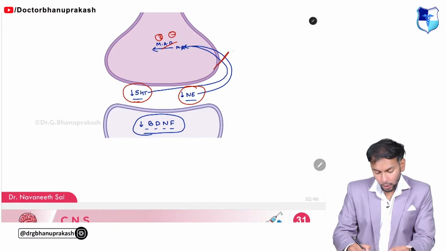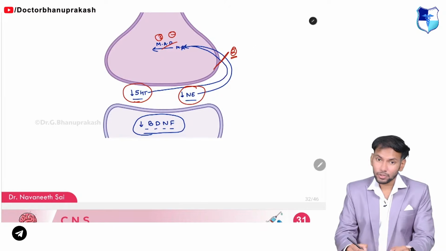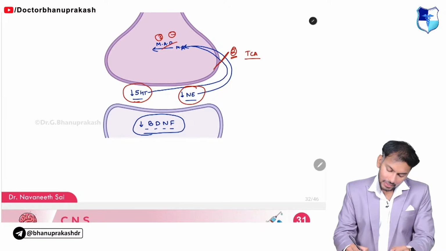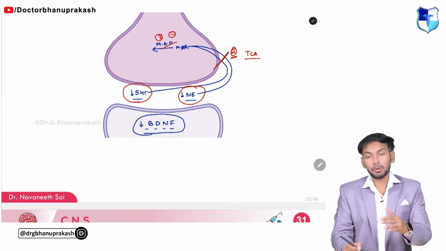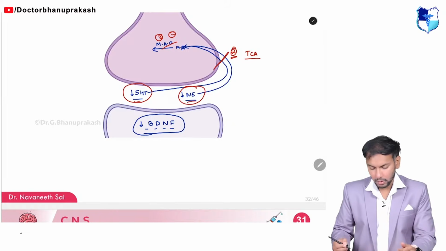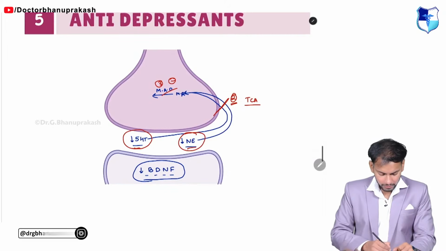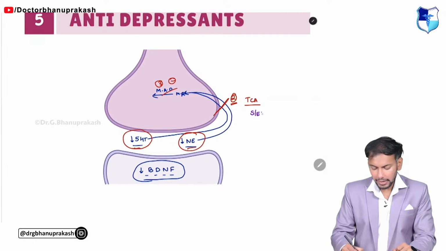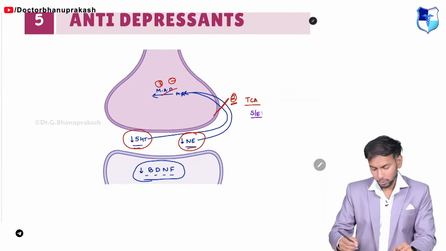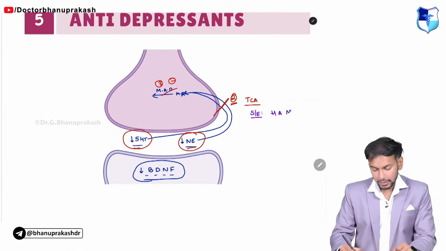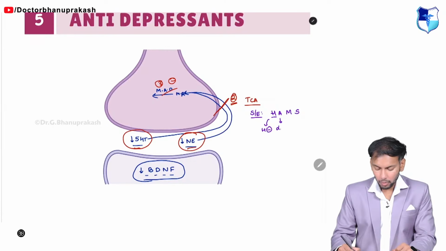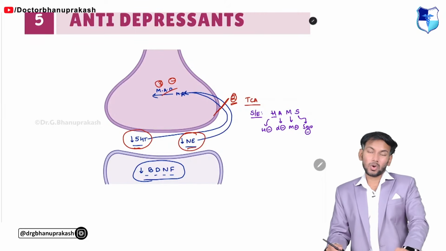Now, if you block this reuptake, that is the second class of drugs. This is known as TCA, tricyclic antidepressants. They will block the reuptake of both serotonin and norepinephrine. We are not using them nowadays because they have a lot of side effects. Along with blocking this reuptake, they will also block many other receptors like HAMs. H for histamine blockers. It will also block alpha, muscarinic receptors and serotonin receptors. That is why I called it HAMs.